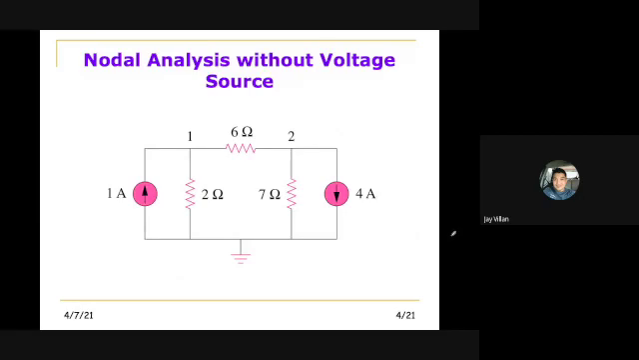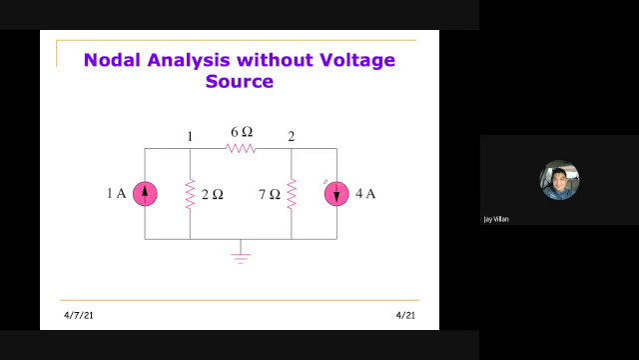So, example. In this case, again, we are on nodal analysis without voltage sources. If you notice, it's purely current sources that are available. And if you look at the current sources, they have different directions. This current is pointing up, and this current source here is pointing down.